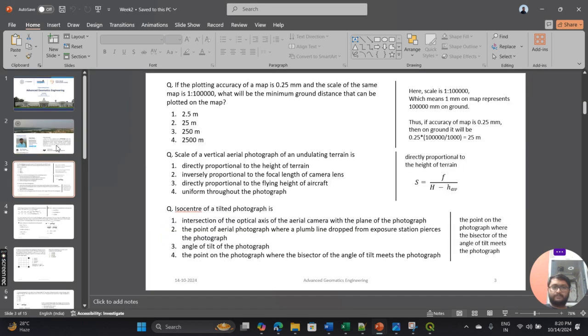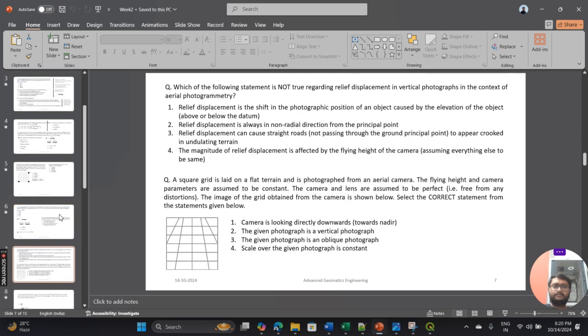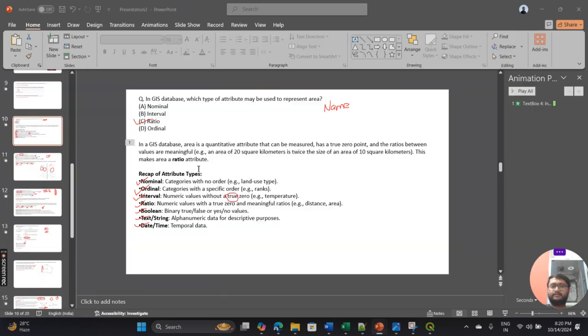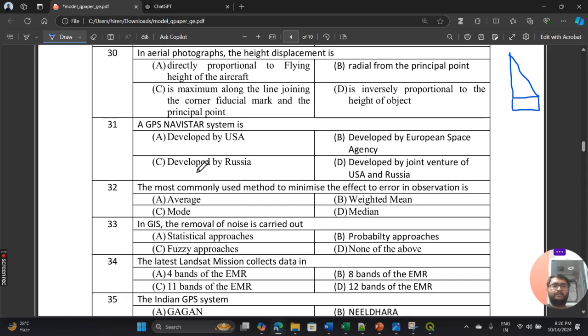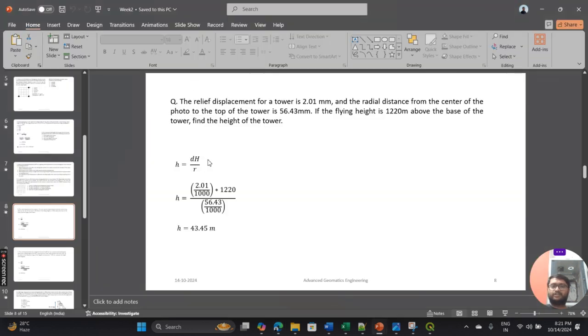So this same question, similar questions we already saw here. This is related to the scale, and this is the formula of relief displacement: d = rH/h, where r is the radial distance. So if we see this, it is directly proportional to the flying height of the aircraft. So H is directly proportional.